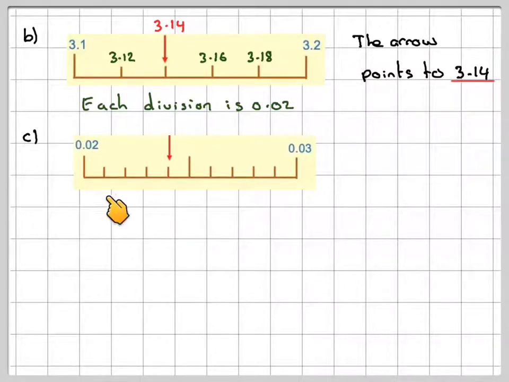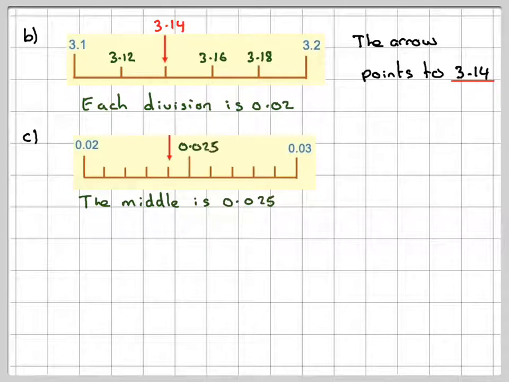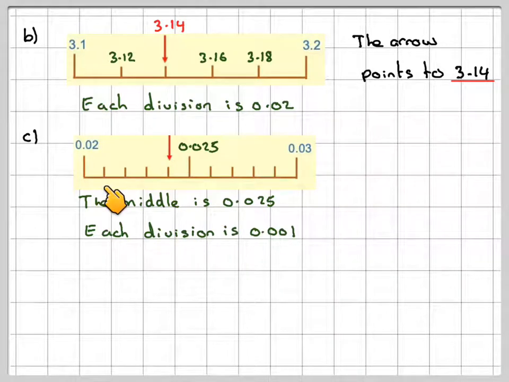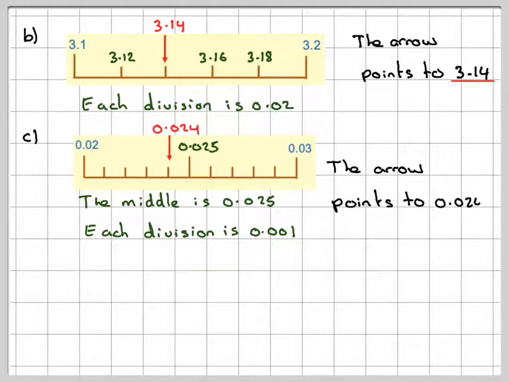Part C, sorry. Right, so we've got 0.02 and 0.03. So the middle number is going to be 0.025. All right, and then we can see that each of these is now going up by 0.001. Because this one would have to be 0.021, 0.022, 0.023. The number that we want is going to be 0.024. So the arrow points to 0.024.